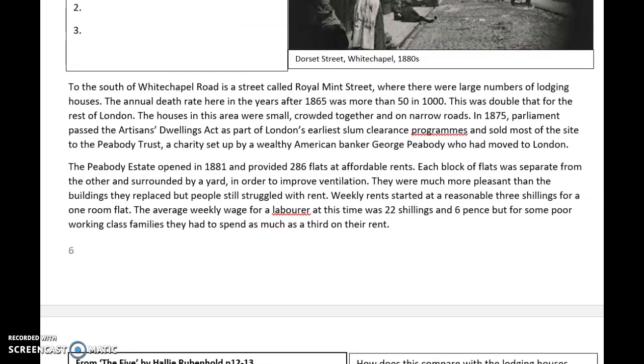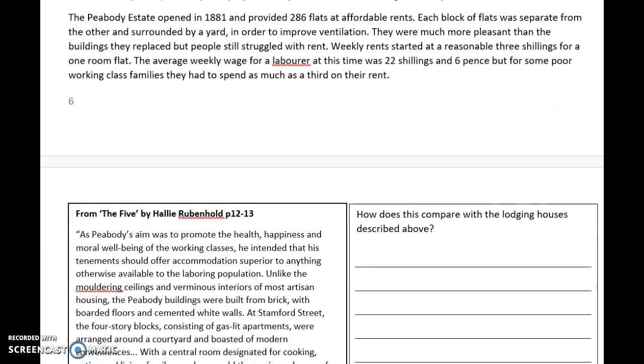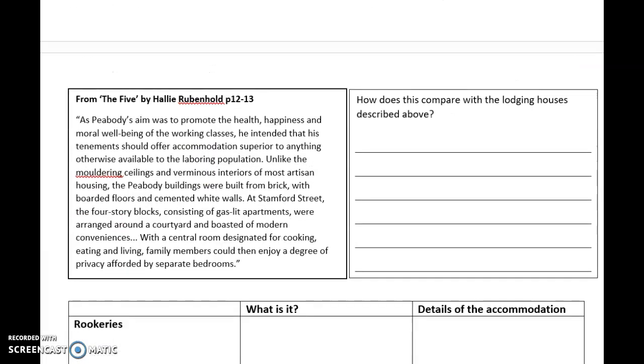What I would then like you to do is again just pause the video and read these two paragraphs on essentially the Peabody estate. Pause the video now. Again, I'm going to refer back to Rubenhold and the comparison between the Peabody Estate and what we've just read on the lodging houses and rookeries.